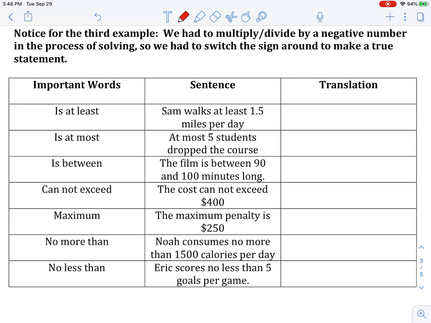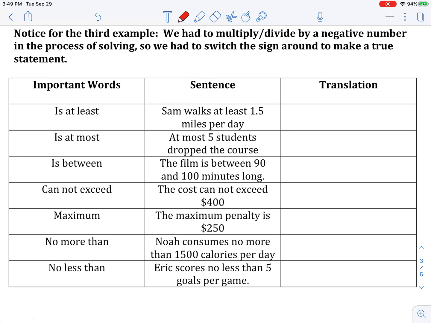So this is a situation where we need to translate words into inequality symbols. And I put some of the most commonly used words which indicate that we're talking about an inequality. Words like is at least, is at most, is between, cannot exceed, maximum, no more than, no less than. And what we're going to do is translate these sentences into an inequality using a variable.